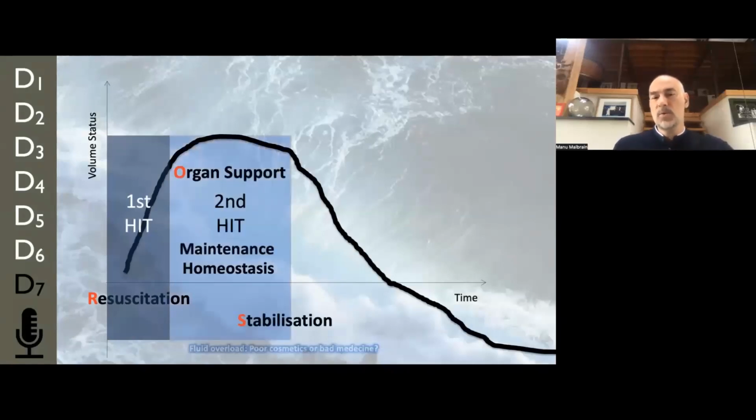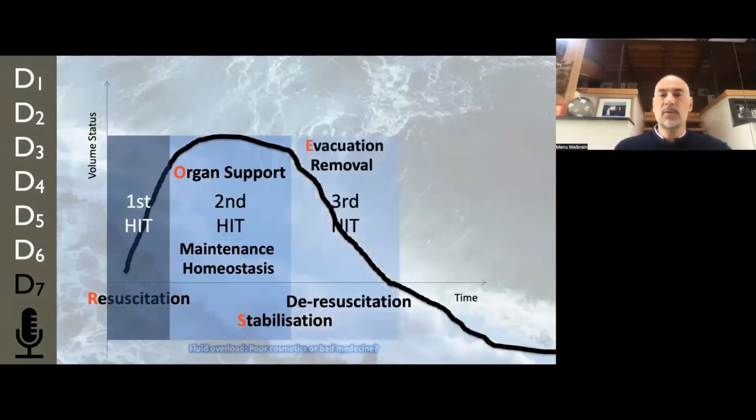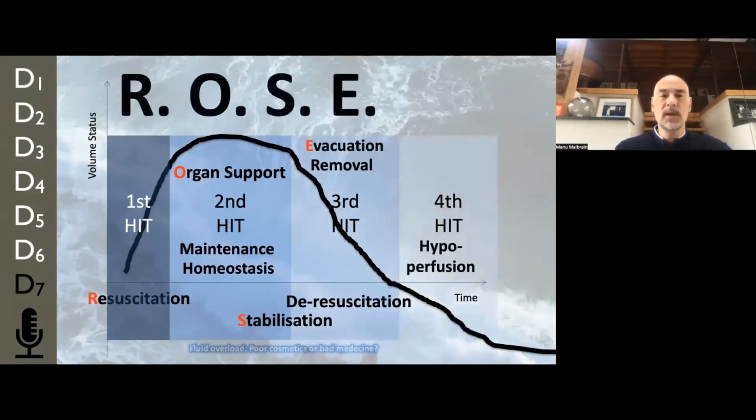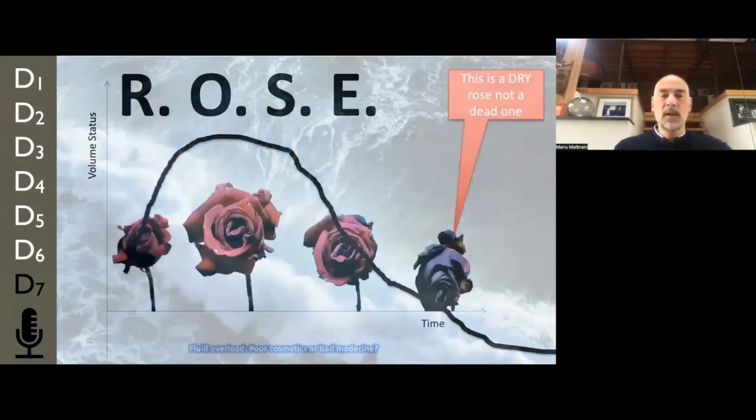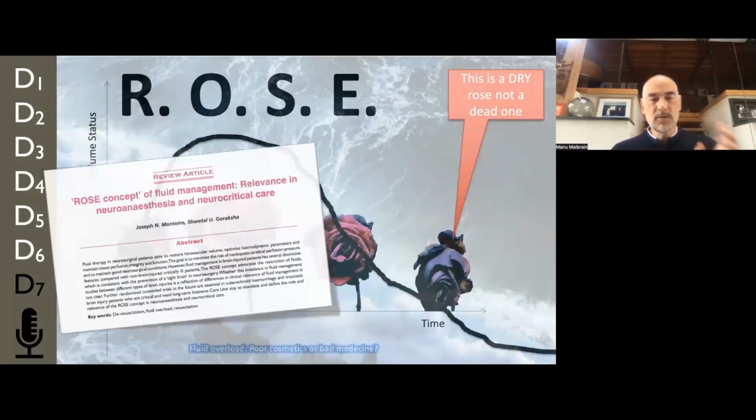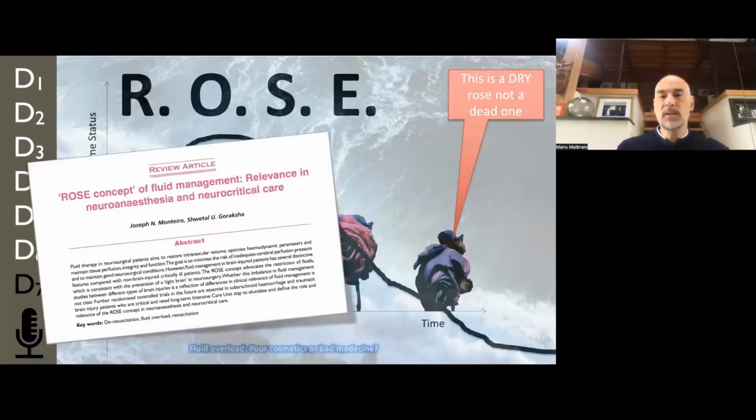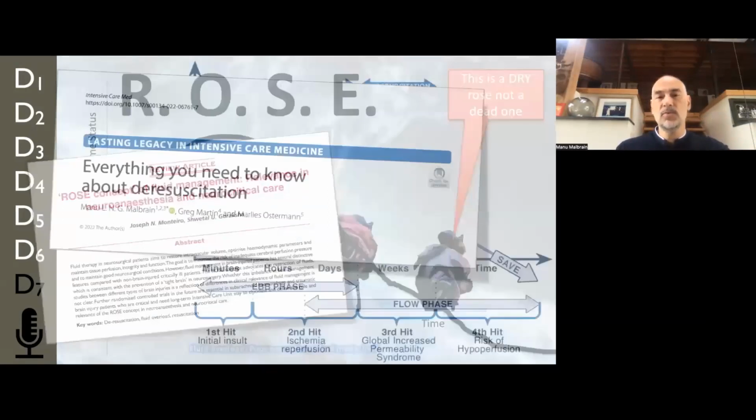Then comes the organ support, the stabilization, which is related to the second hit, which is ischemia reperfusion, and positive fluid balance is a biomarker for disease severity. The third hit is what I refer to as a global increased permeability syndrome and negative impact on organ function. There we need active removal of fluid, and of course we must avoid hypoperfusion, hence the acronym the ROSE. And just to tell you that the ROSE at the end is just a dry one, it's not a dead patient. I'm very happy to see that this ROSE concept has been taken up by other colleagues, for instance, in neurocritical care.